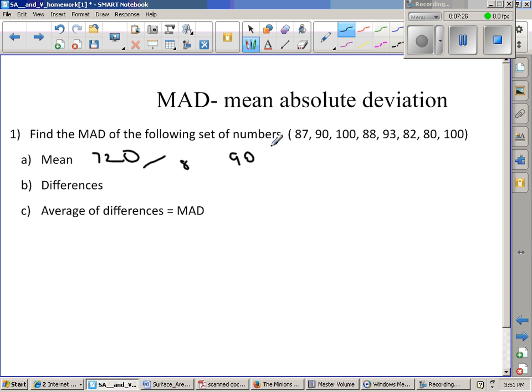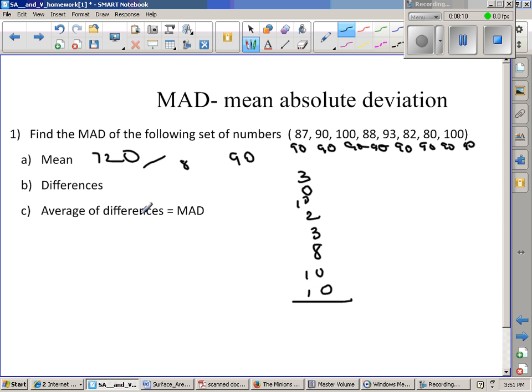The second step is to find the differences. So I'm going to look at all of the numbers in my data set compared to 90. And those are going to be the differences that I'm going to be thinking about. So first, 87 and 90, that's a difference of 3. 90 and 90, that's a difference of 0. 100 and 90, that's a difference of 10. 88 and 90, that's a difference of 2. 93 and 90, that's a difference of 3. 82 and 90, that's a difference of 8. 80 and 90, that's a difference of 10. And 100 rather, that's a difference of 10.